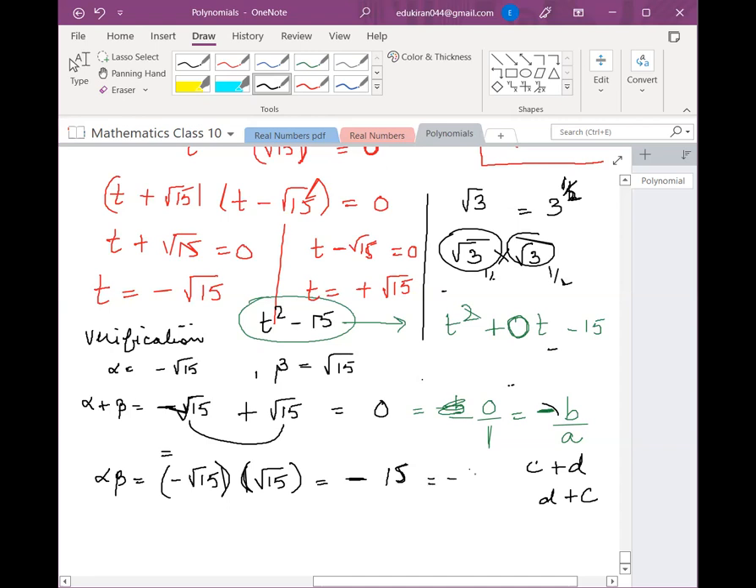So I can write minus 15 divided by 1. Anytime I can put a 1 in the denominator, because I want to check whether it is c upon a or not. Sorry, this was b upon a before. So minus 15 is what? This is my C and A is 1. So I'm getting C by A. So this is verified.